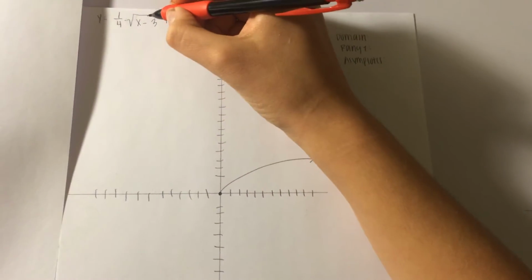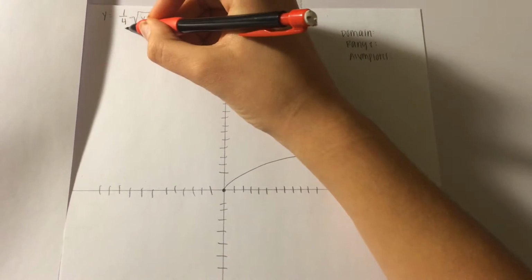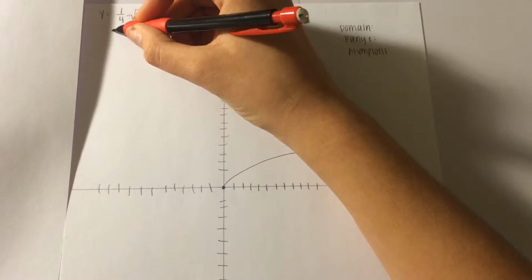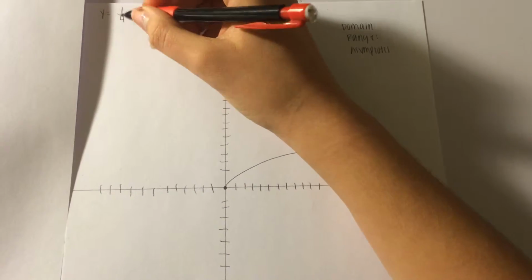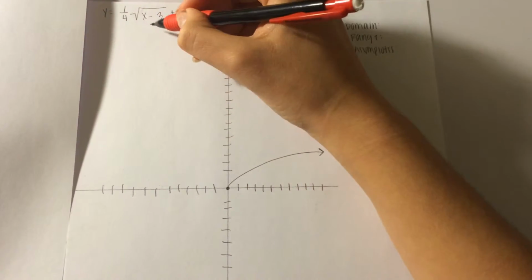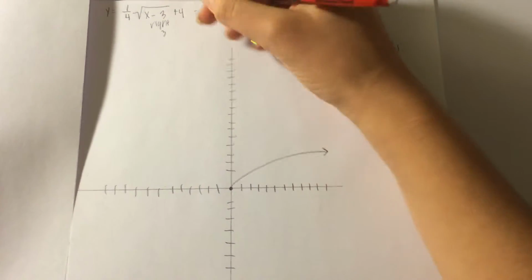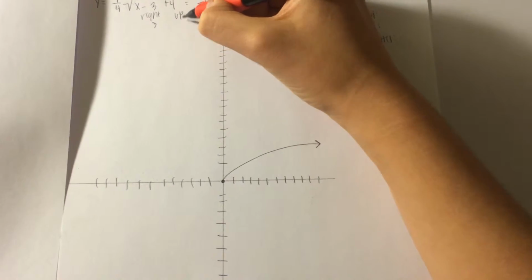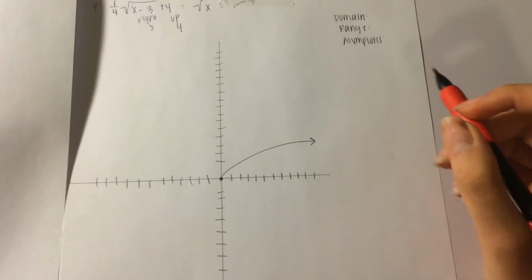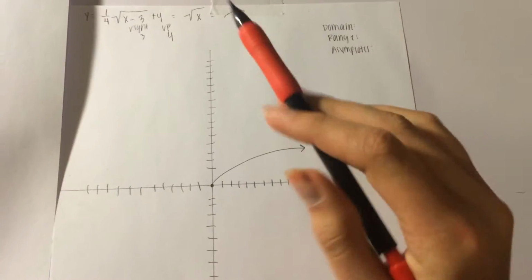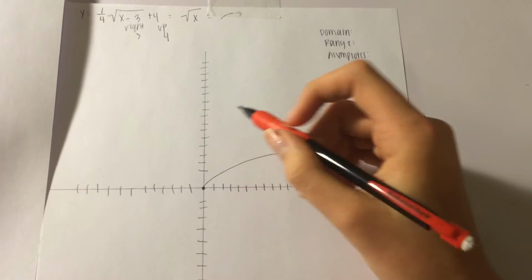So now this is telling us, well, let's start with this one. This is telling us it's going to be a vertical compression of 1/4. This is going to tell us to move right 3, and this is telling us to move up 4. So now that you have your transformations ready, you can start graphing.